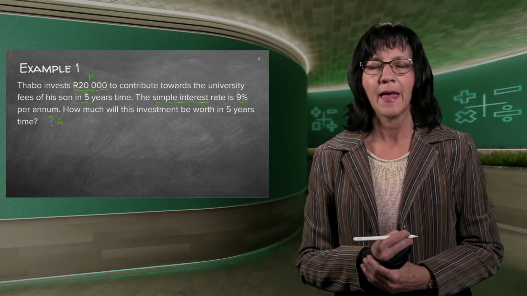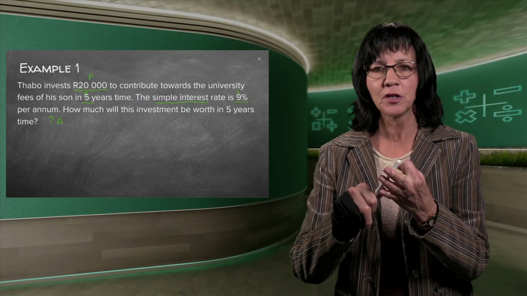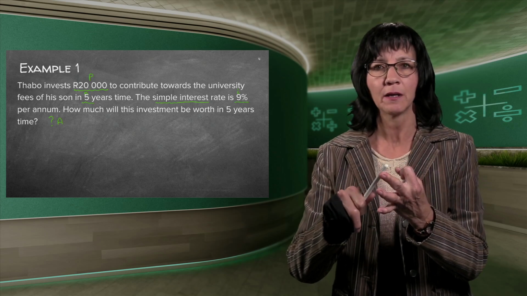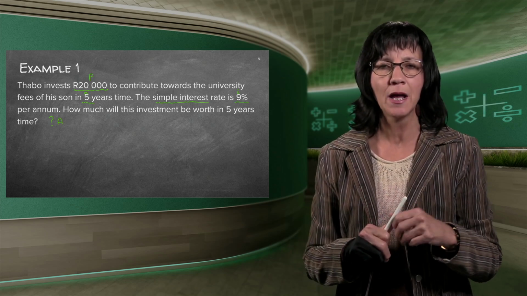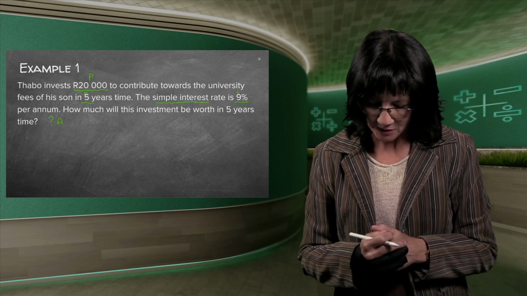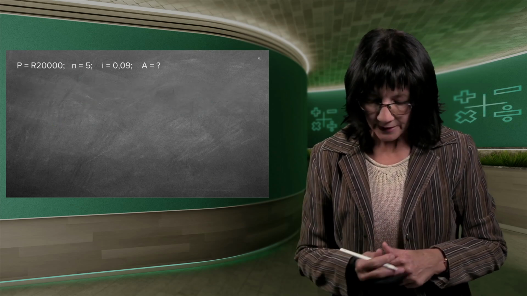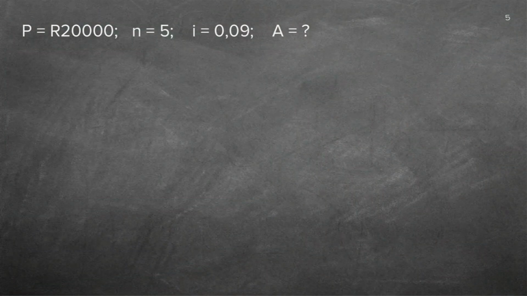Now let's just check. Did they give you 3 pieces of information? Yes, the P and the N and the I. What is the fourth one we need to work out? The A. So let's just get some space. Here I've summarized it. Now, very importantly, look there, because I know what happens. Mostly people say 9%. Let's just write it there. It was 9%. And then they say, okay, it's 0.9, 0.9.